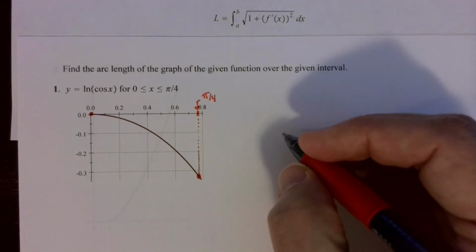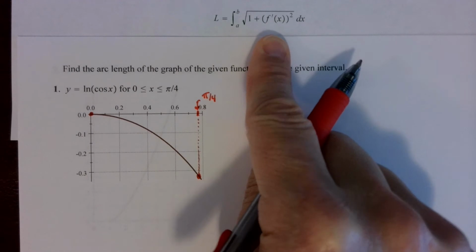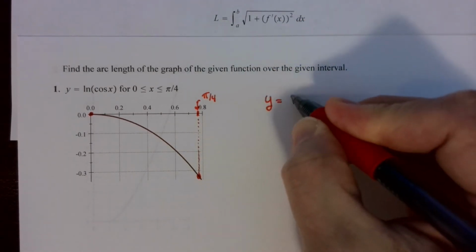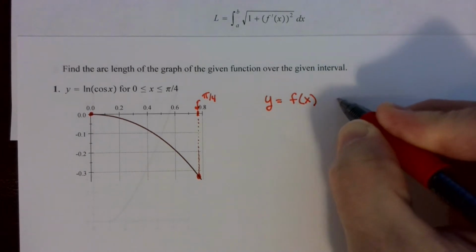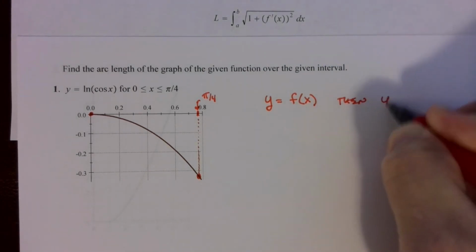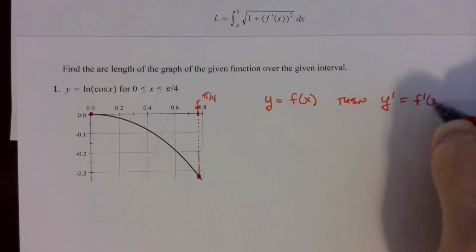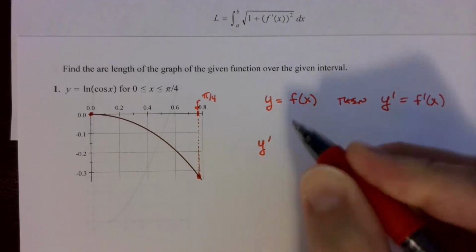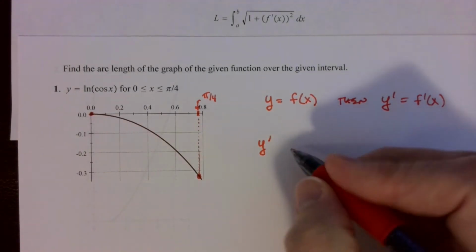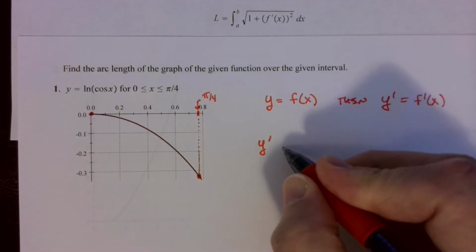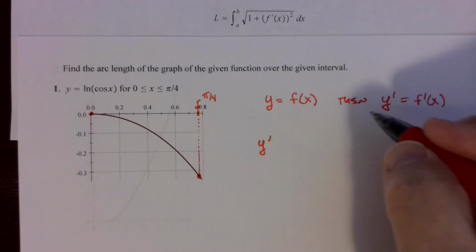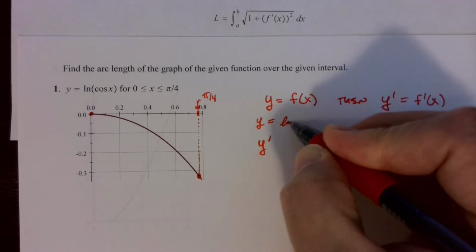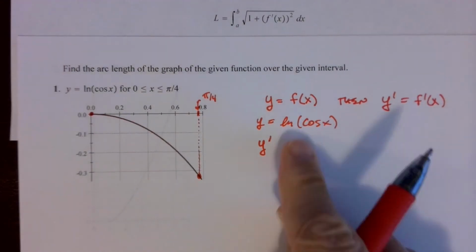Okay, so here we've got f prime of x. Of course, if I let y be the function f of x, then we have y prime is f prime of x. So I'm going to use y prime here. So what is y prime in this case? y is this function. Well, I've got chain rule. So let's say y is equal to, in this case, the natural log of cosine of x, and so this is chain rule.